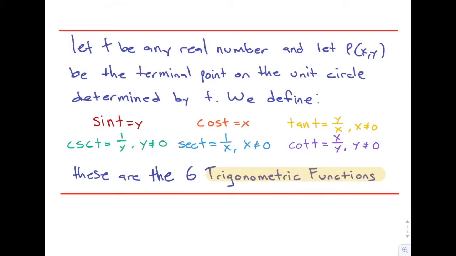So recall that for any t a real number, let P(x, y) be the terminal point on the unit circle determined by t. We define sine of t equals y, cosine of t equals x, tangent of t equals y over x for x not equal to 0, cosecant of t equals 1 over y for y not equal to 0, secant of t equals 1 over x for x not equal to 0, and cotangent of t equals x over y for y not equal to 0. These are the 6 trigonometric functions.